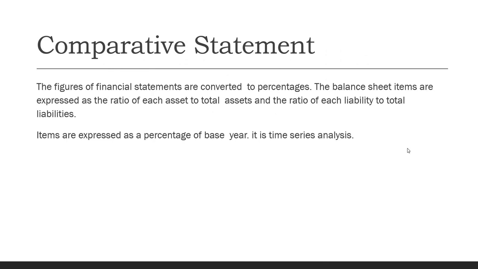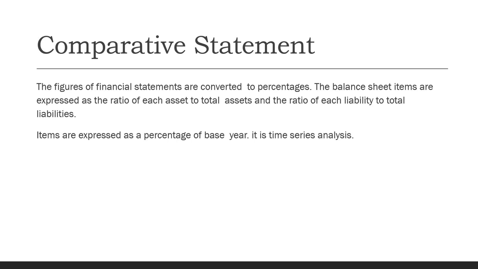Comparative statement. The figures of the financial statement are converted into percentages. What basically happens in a comparative statement is that you have many financial statements in your hand, isn't it? When you convert these financial statements into percentages, it comes under the comparative statement. The balance sheet items are expressed as the ratio of each asset to total assets and the ratio of each liability to total liabilities. And the items are expressed as percentages of the base year. It is time series analysis.